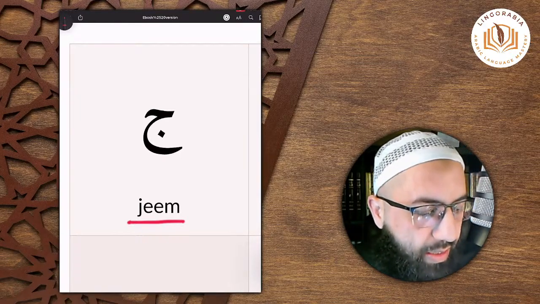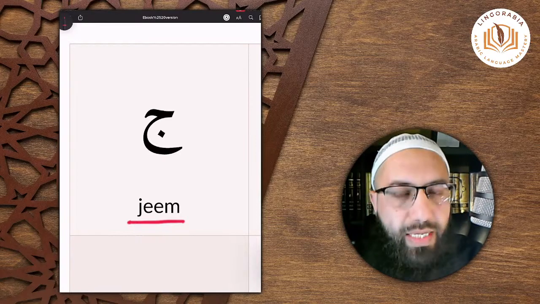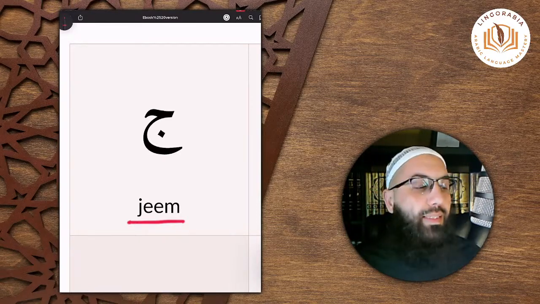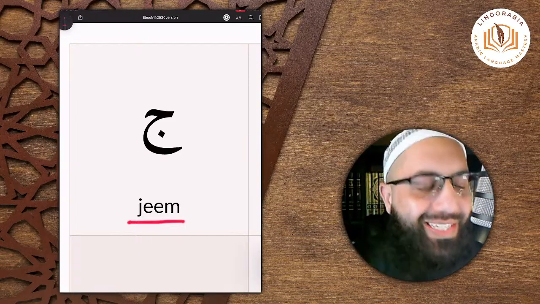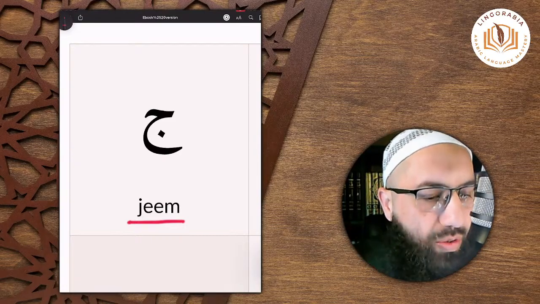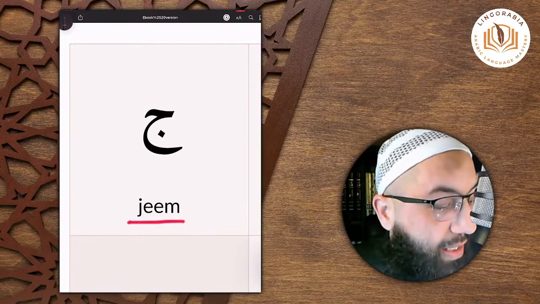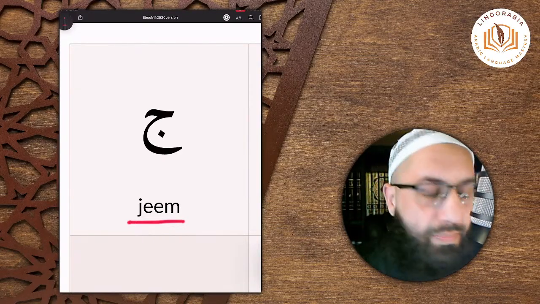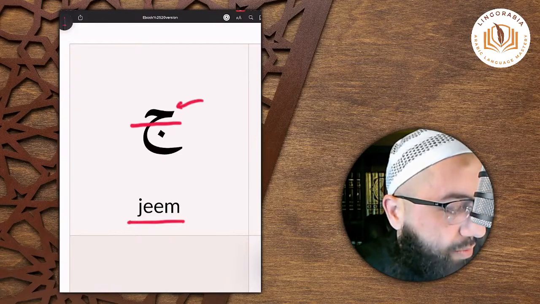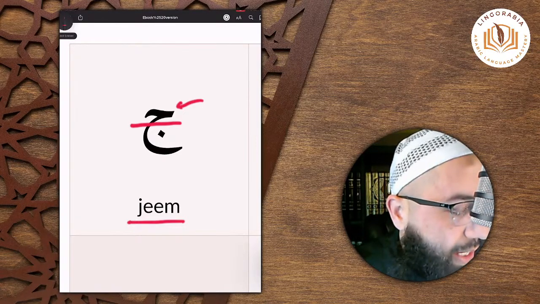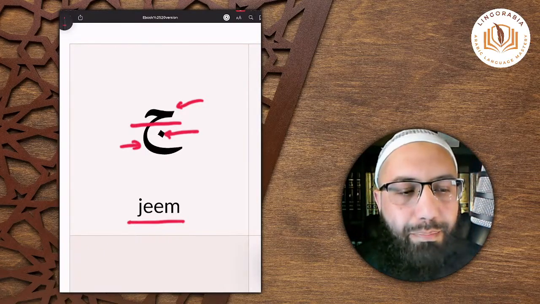with reciters when they pronounce it wrongly. Obviously, the sound is related to this letter. So it is jim, ja, ja. You should hear this sound, jim. Okay, so this is the next letter, the letter jim. It has a distinct shape, as we discussed, the upper part and the bottom part. And it has also a dot in the middle.